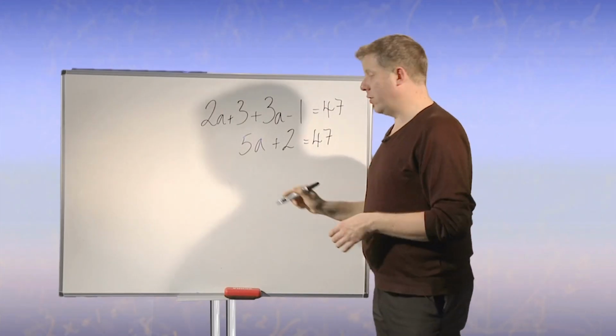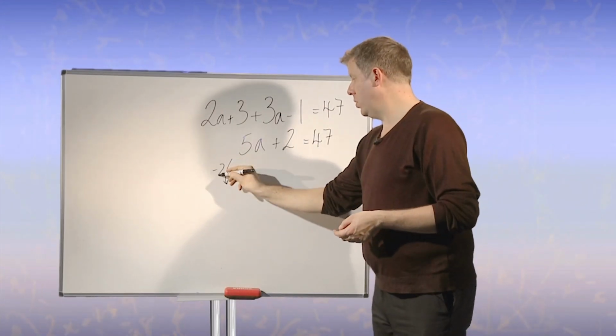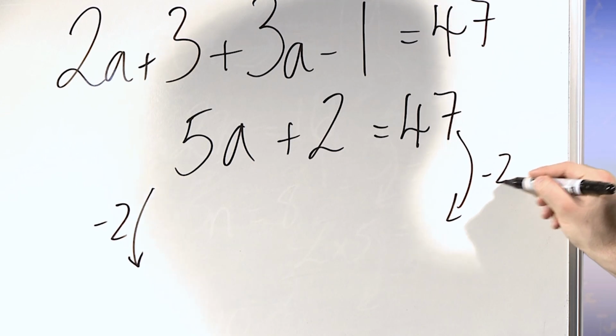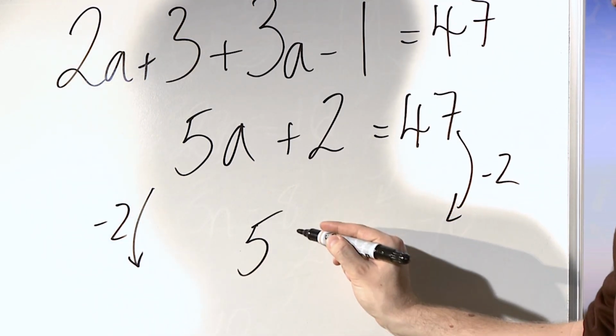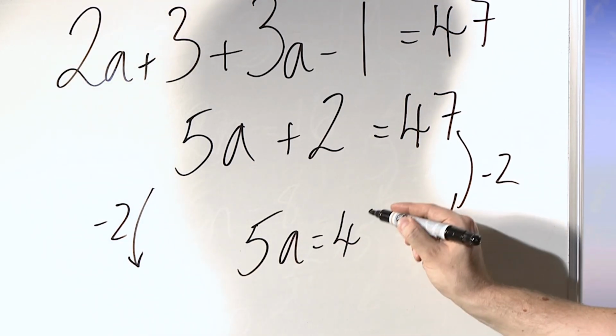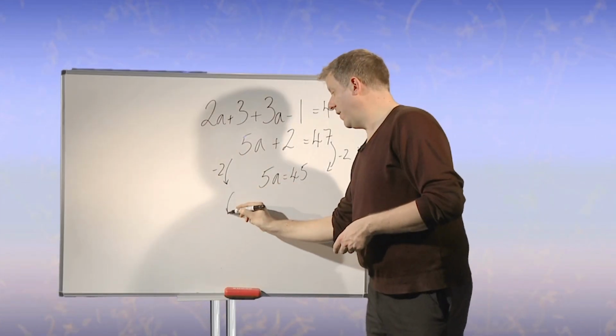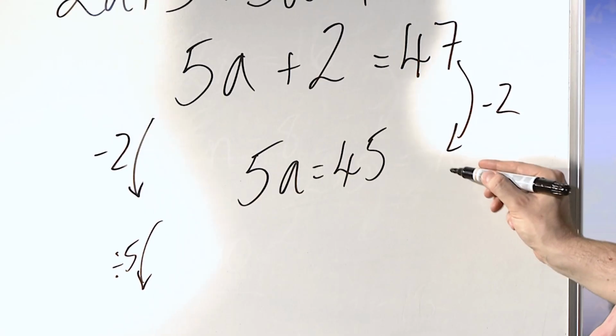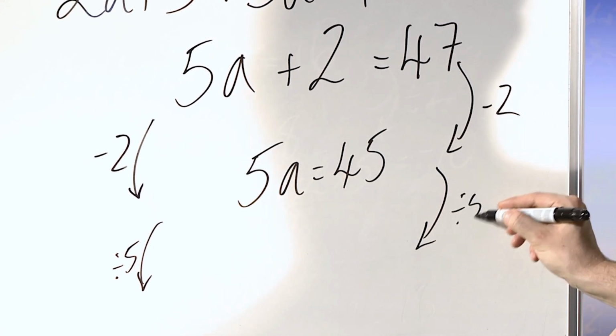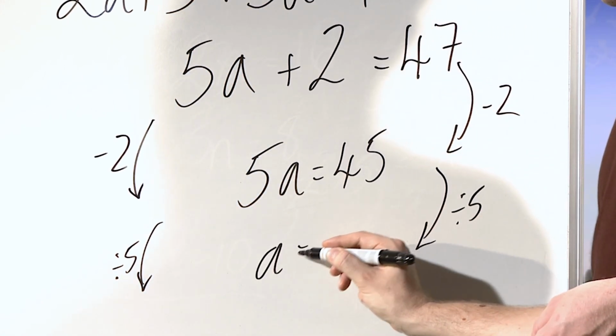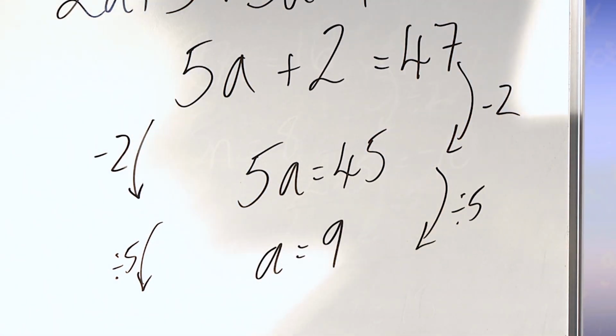To get 5a on its own, I'm going to take away 2 from both sides. That leaves me with 5a equals 45. And then finally, we're going to divide by 5 to work out what a is. And it gives us an answer of 9.